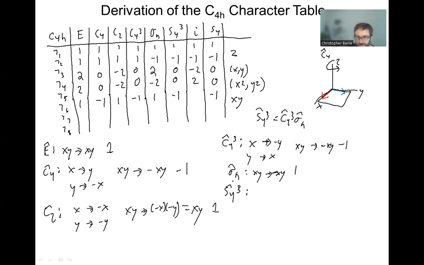And then we have inversion. Inversion, we know the definition is x goes to negative x, y goes to negative y, and z goes to negative z. They all go the opposite of one another. So xy is gonna go to negative x times negative y, which is just equal to xy. So xy went to xy, so we get a character of 1.